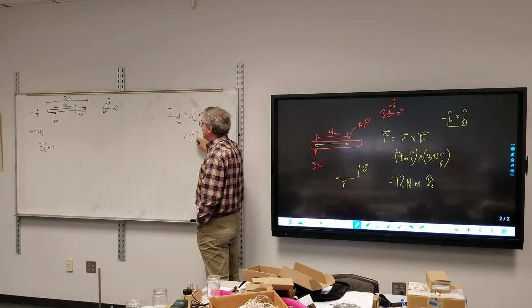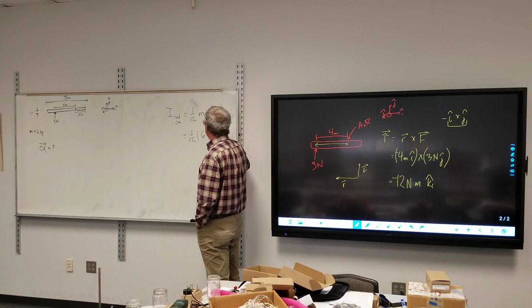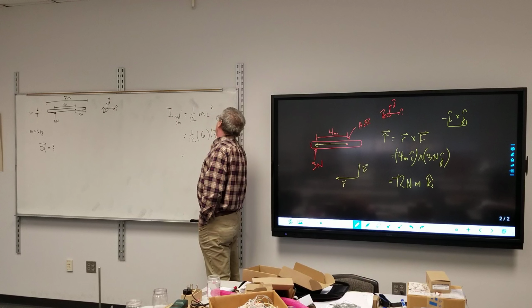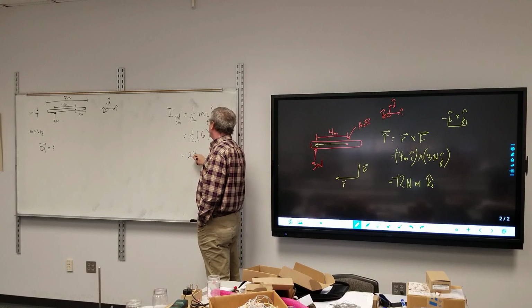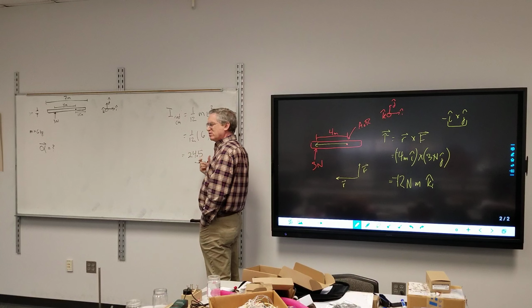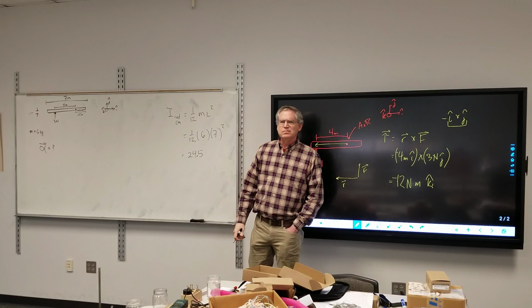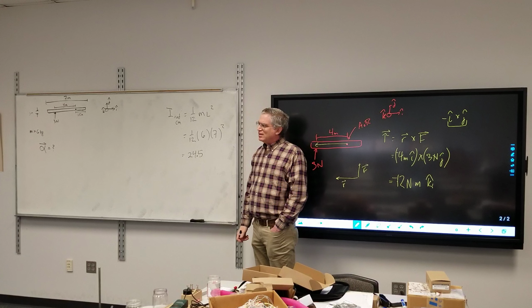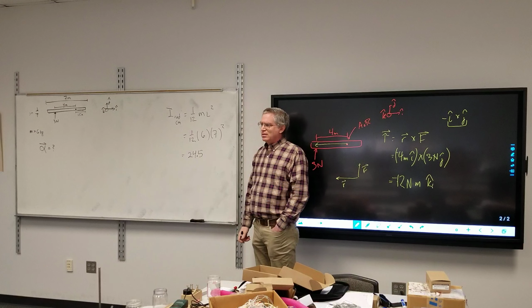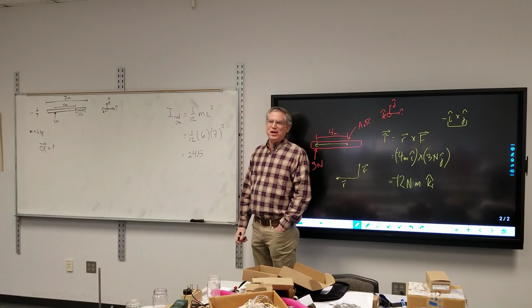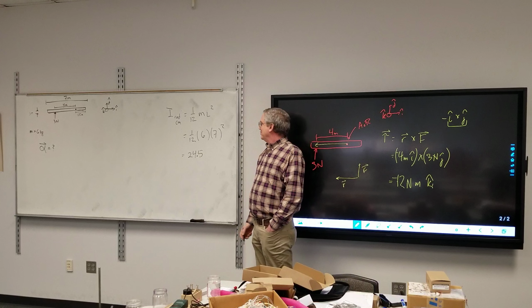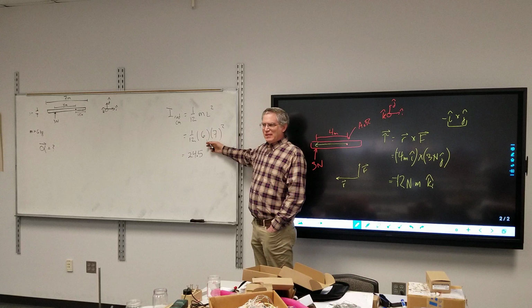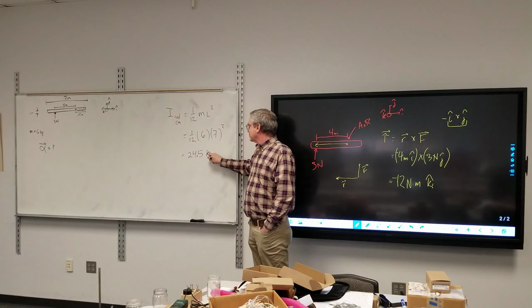So it's 1/12 times 6 times 7 squared, which is 24.5 units. Meters? No. What'd you say? Meters squared? Okay, you're closer. Cubed? No, farther away. Think about what you're multiplying here. Kilogram meter squared? Yeah, kilogram meter squared.